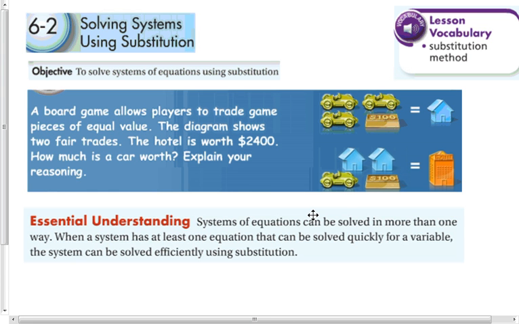Hey students, this is lesson 6.2. In this lesson, we are going to learn how to solve systems of equations using substitution. Go ahead and do the review on the previous page and I'll check back with you.